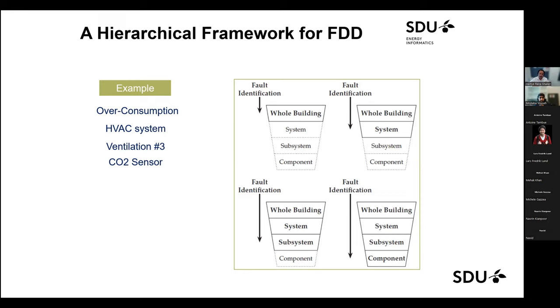And in that example that I just showed you, we had over-consumption detected. Then we could identify that it's in the HVAC system, not in lighting or other types of systems. Then ventilation number three, we had four ventilation units, was responsible for the issue. And then we went down to a faulty CO2 sensor.